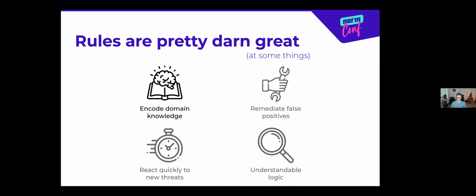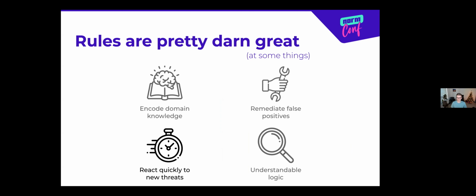So let's talk a little bit about rules. Rules are honestly pretty great. They allow us to directly encode our domain knowledge about threats and the threat landscape in the rules that we write. We can also easily update those rules to fix false positives quickly when a customer complains about something getting blocked. Hopefully you haven't experienced this personally, but blocking benign content can be very disruptive, and we definitely want to be able to remediate those false positives quickly after we learn about them.